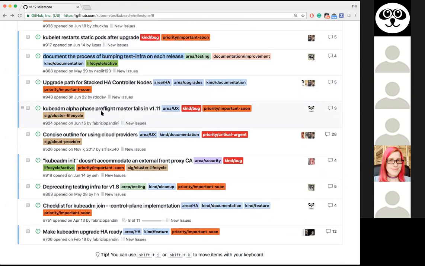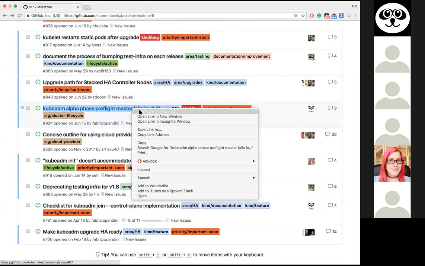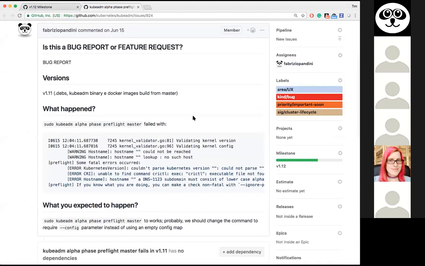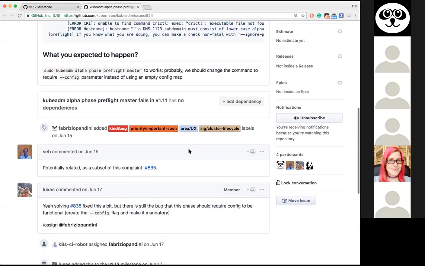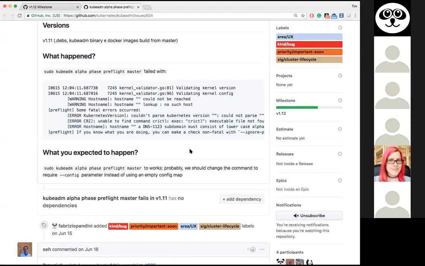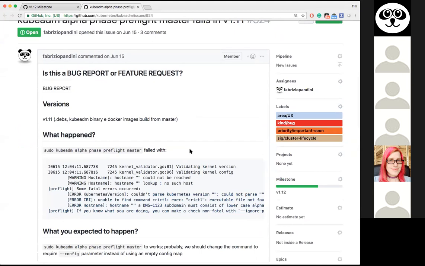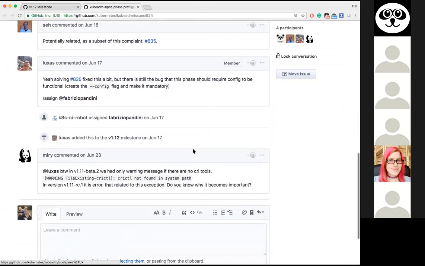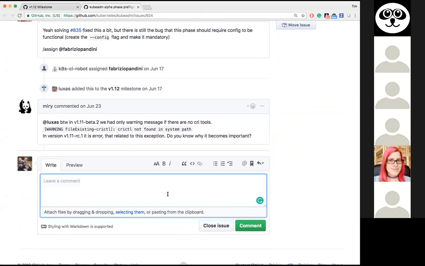Upgrade path for stack masters. kubeadm alpha phase pre-flight master fails in V111. Fabrizio, are you going to have time to look at this? I think you can close it. I will check the 112 data. It's part of my test chain.